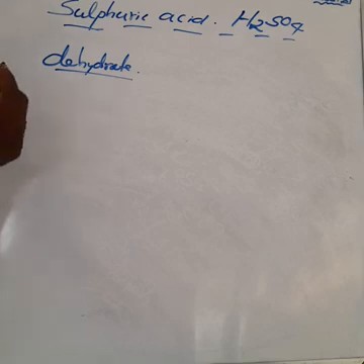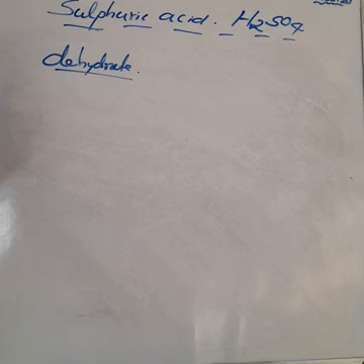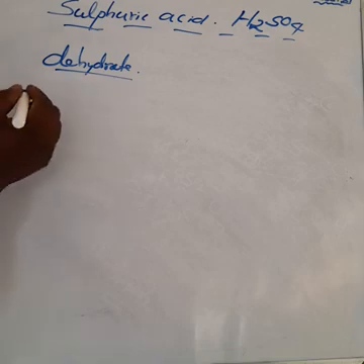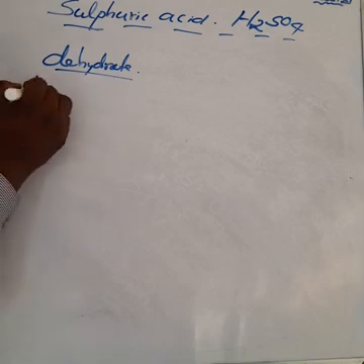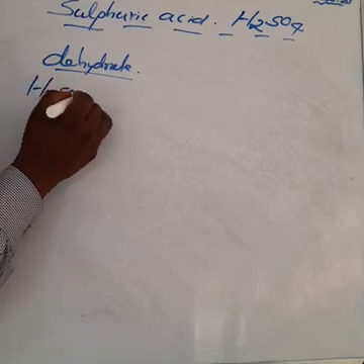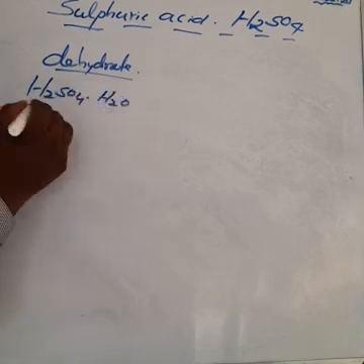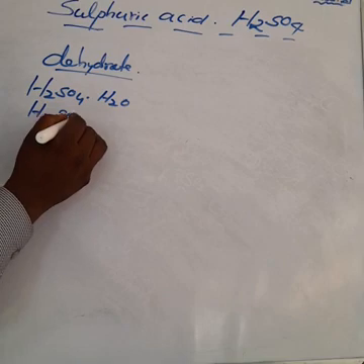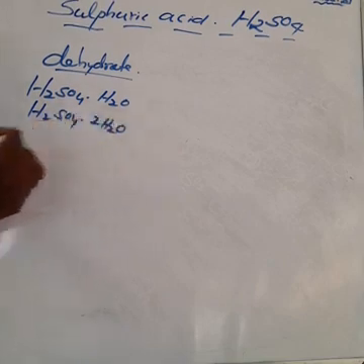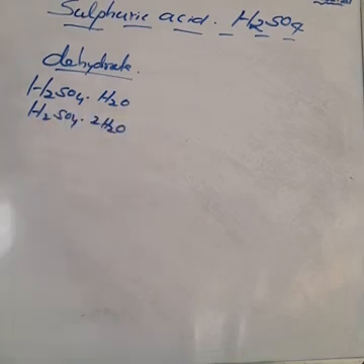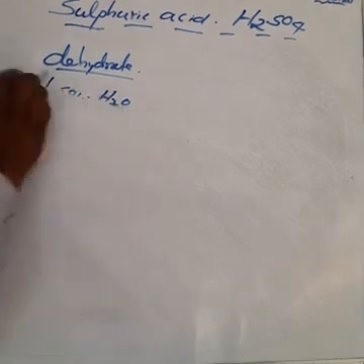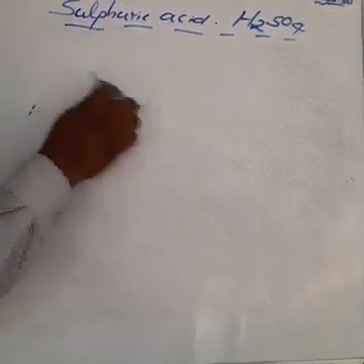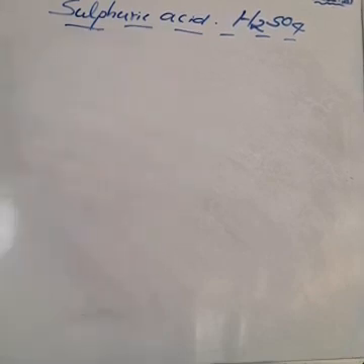Here, sulfuric acid when dissolved in water forms sulfuric acid monohydrate, sulfuric acid dihydrate, and also the reaction is exothermic. What is exothermic? Heat is liberated. Here, the dehydrating property, that is removal of water, can be explained.